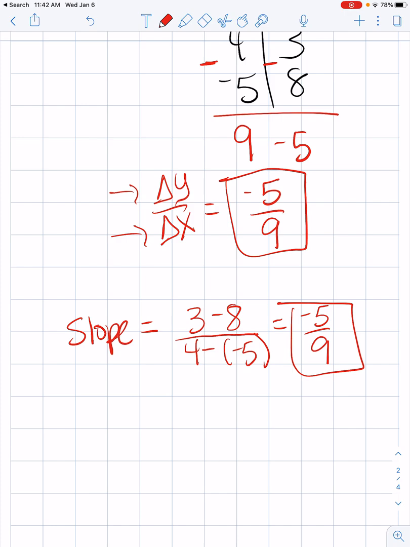All right, that is it for slope. From what I can see for your first lesson, if you come across something that you're still a little bit confused about, just let me know, send me an email, and I'll be glad to help.